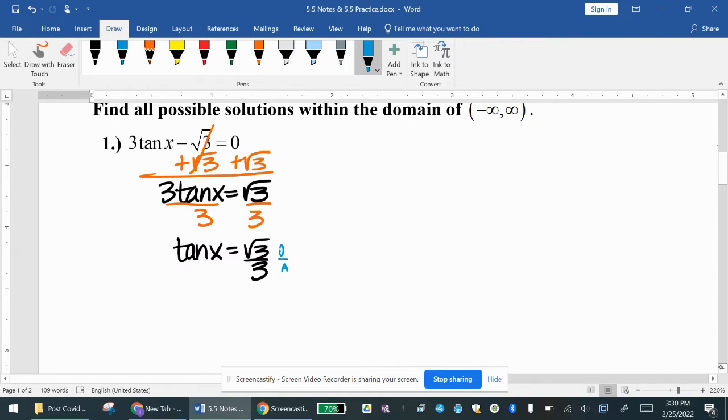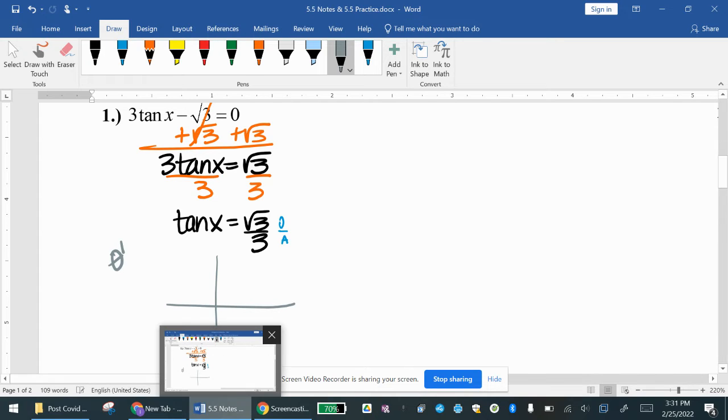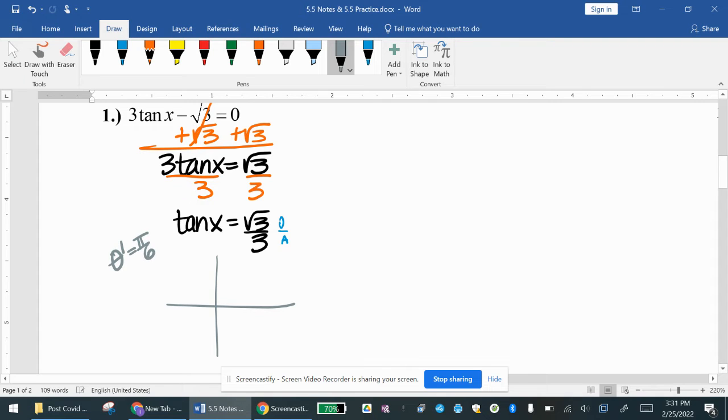Pause the video, find the reference angle that would give you tangent of root 3 over 3. Push play when you're ready. The correct reference angle here would be pi over 6. Tangent is positive in quadrants 1 and 3. So those angles are going to be pi over 6 and 7 pi over 6.